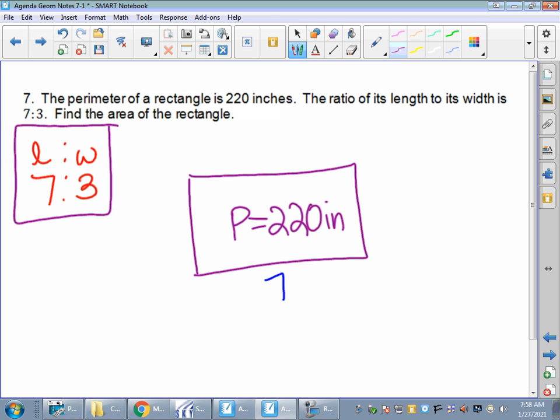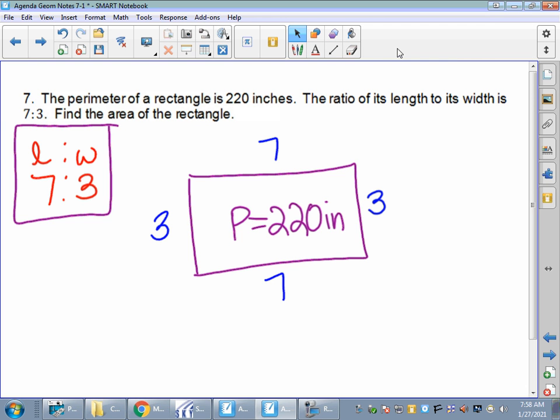So 7 to 3. But that's obviously not 7 inches and 3 inches because it certainly wouldn't add up to 220 inches. So this feels a lot like the extended ratio triangle problem, but we don't have an extended ratio. We just have two values in our ratio, 7 to 3. However, how many sides do you have in a rectangle? If you know that this bottom side is 7, don't forget that you've got a congruent side in a rectangle. The top side has to also be 7. If this right-hand side over here is 3, we've got the opposite side is congruent. Don't forget there's 4 sides in a rectangle.